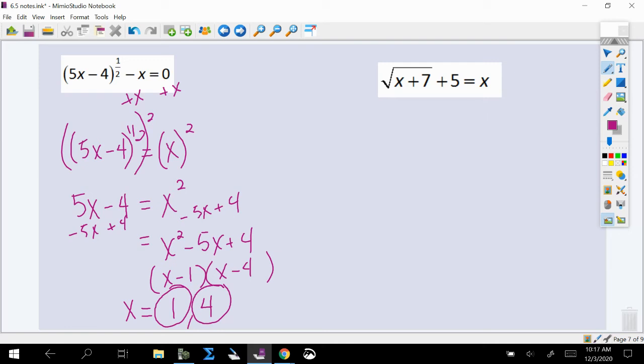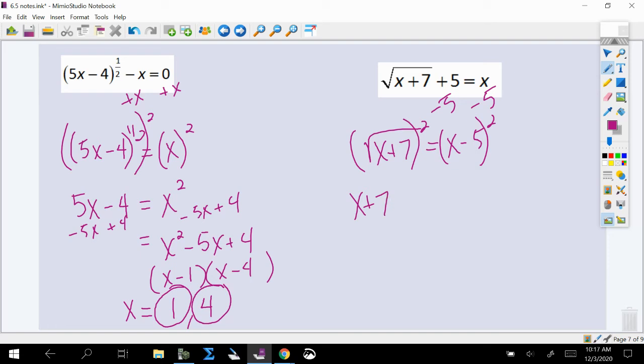up being valid. My next one, I'm going to subtract 5 to get that isolated. So I have the square root of x plus 7 equals x minus 5. I'm going to square both sides. So I get x plus 7. I'm going to come off to the side and do x minus 5 times x minus 5.